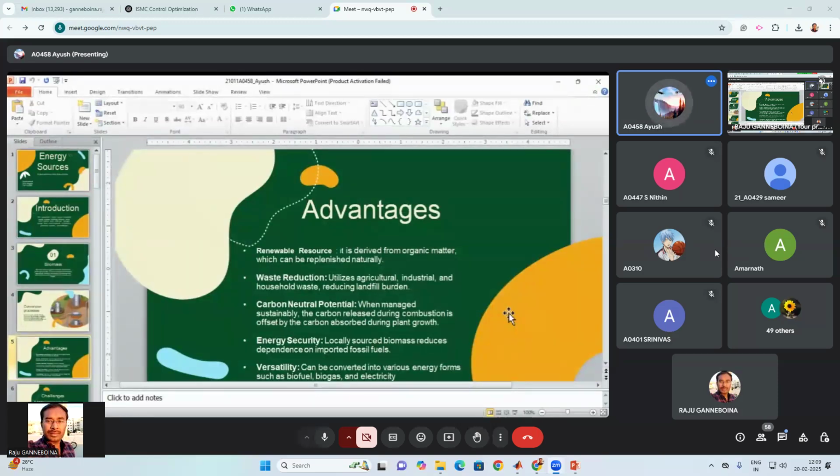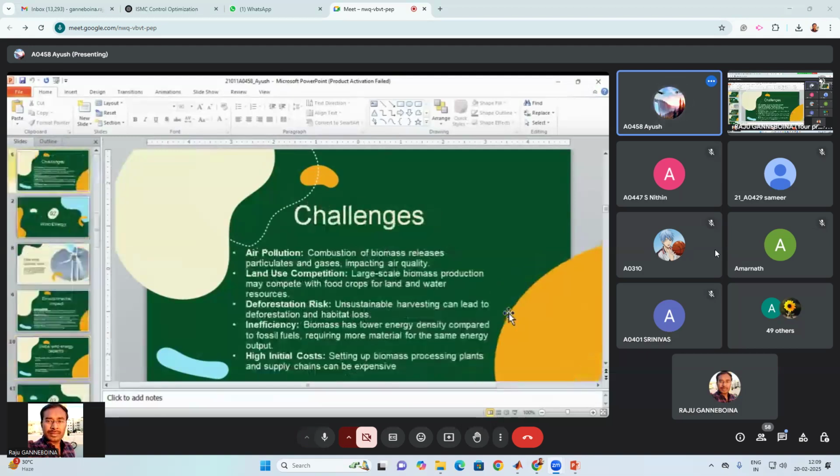Carbon neutral potential. If managed sustainably, the carbon released during combustion is offset by the carbon absorbed during plant growth. Energy security. Locally sourced biomass reduces dependence on imported fossil fuels. Versatility. It can be converted into various forms of energy, such as biofuel, biogas, and electricity.